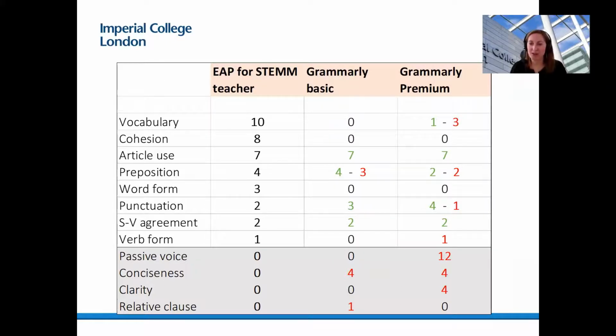I should acknowledge, of course, that there will always be discrepancies between EAP teachers. That's natural, that's been shown in the literature. But what's important here is the extent of the discrepancy. There's really not much overlap between my analysis and Grammarly's.